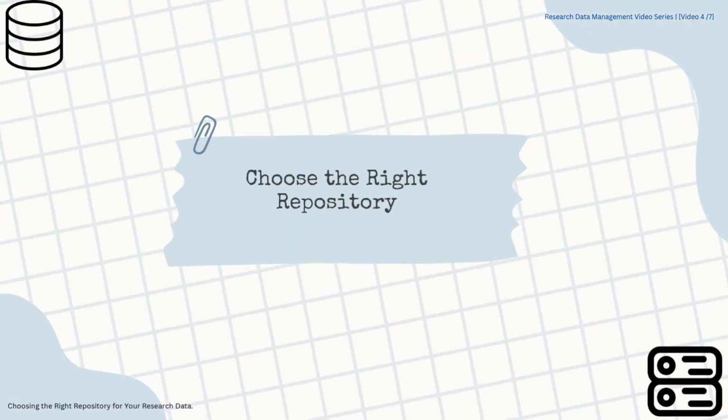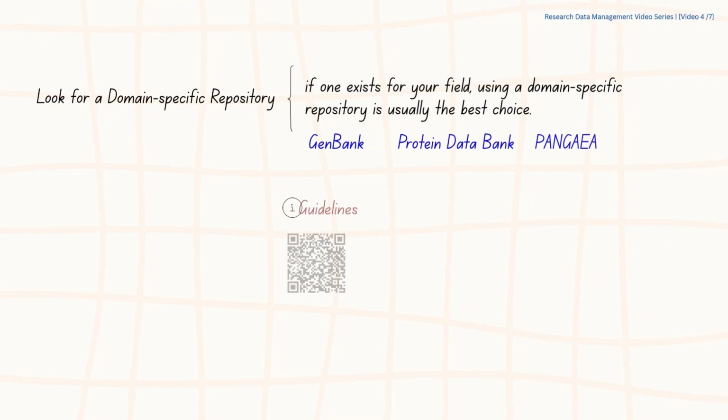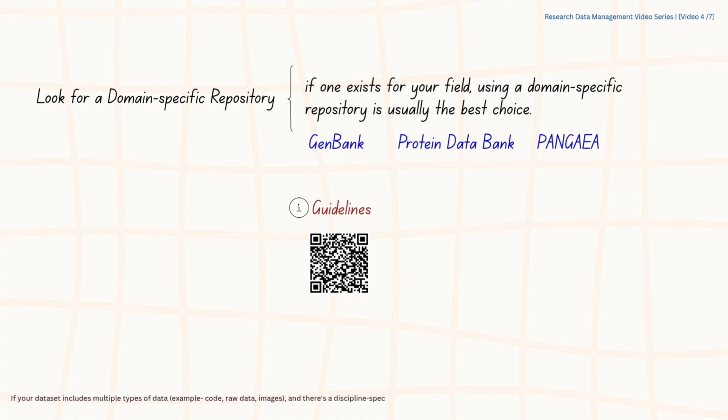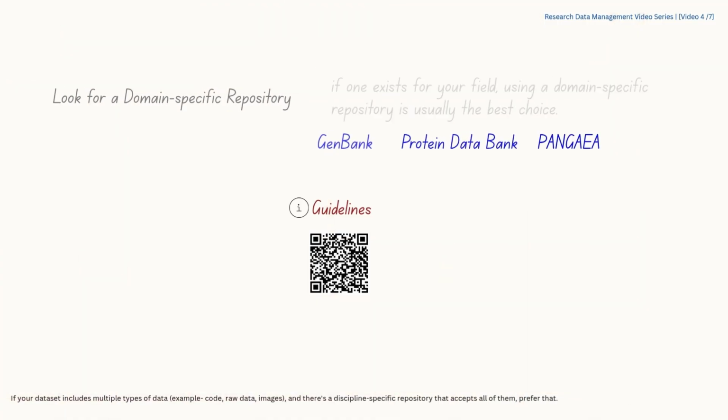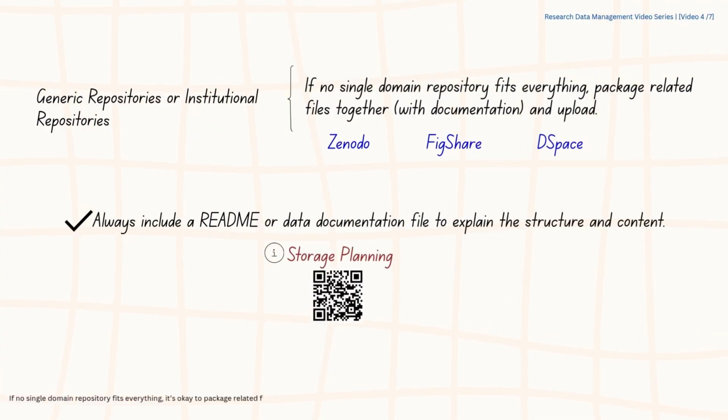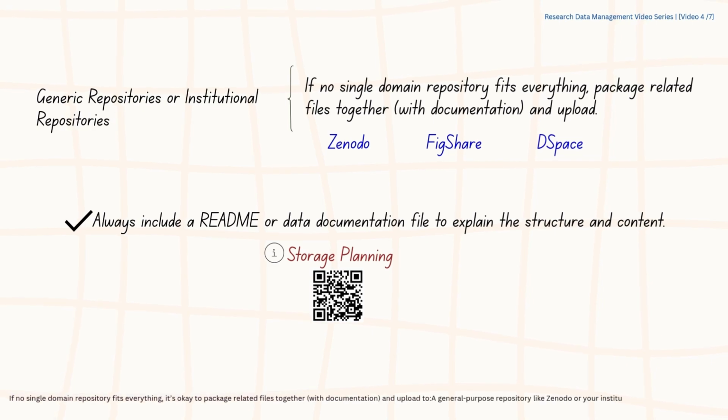Choosing the right repository for your research data. If your dataset includes multiple types of data, for example, code, raw data, images, and there's a discipline-specific repository that accepts all of them, prefer that. If no single domain repository fits everything, it's okay to package related files together with documentation and upload to a general-purpose repository like Zenodo or your institutional DSpace with a detailed README.